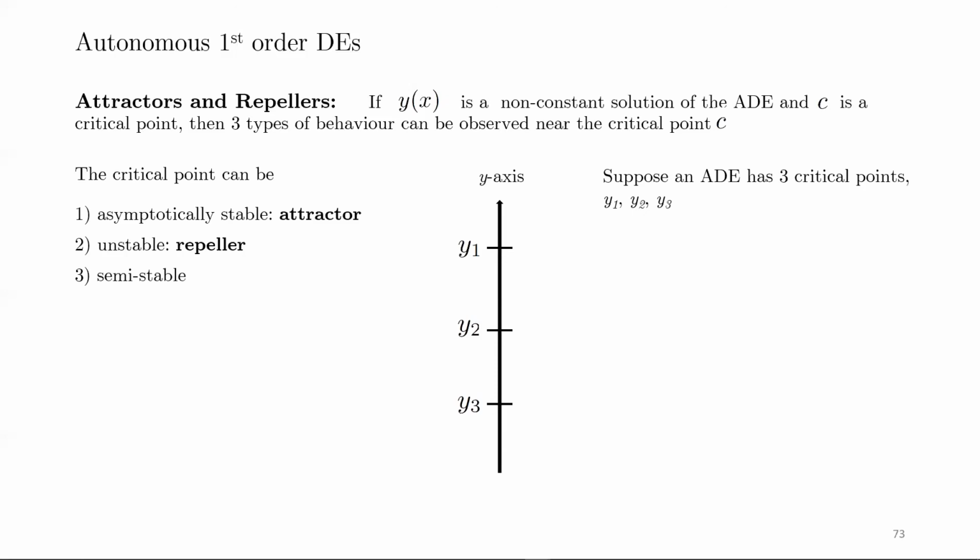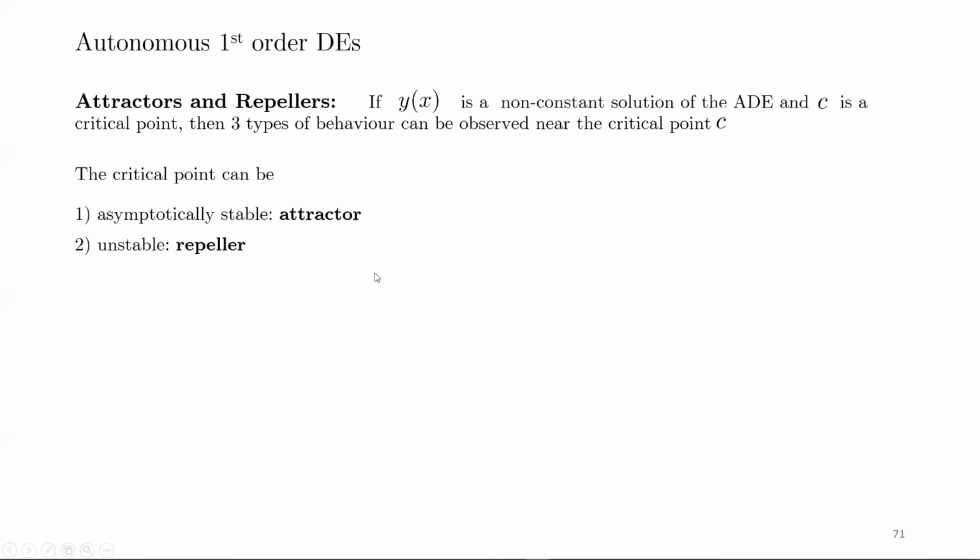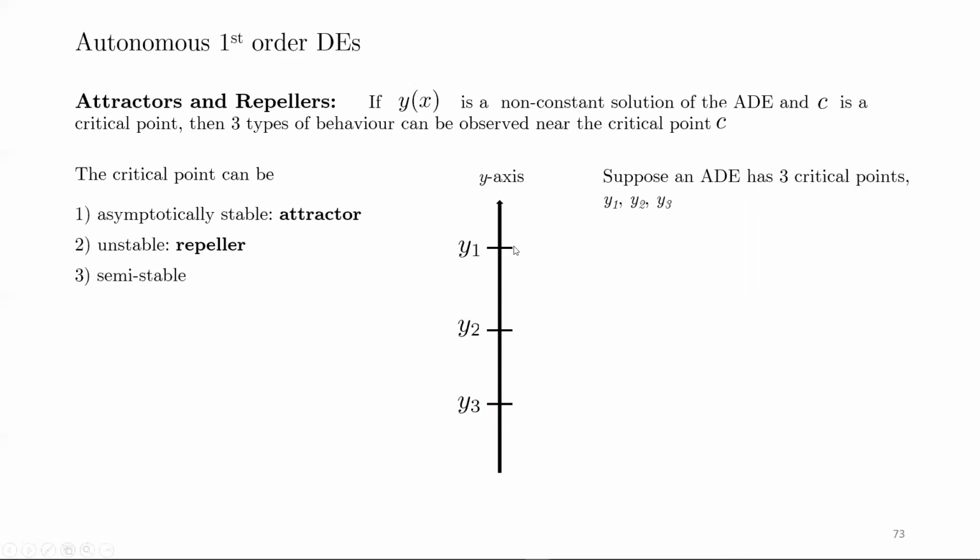So let's suppose that we have an ADE, an autonomous differential equation, with three critical points, y1, y2, and y3. Constant solutions at those points. If we do this phase portrait analysis for the system, and suppose we find that for y1, both arrows are pointing towards y1. Okay, so both arrows are pointing towards y1. So therefore, we call y1 an asymptotically stable attractor.